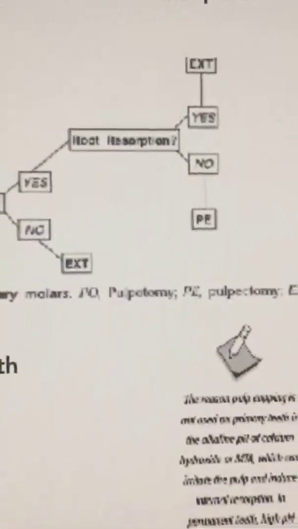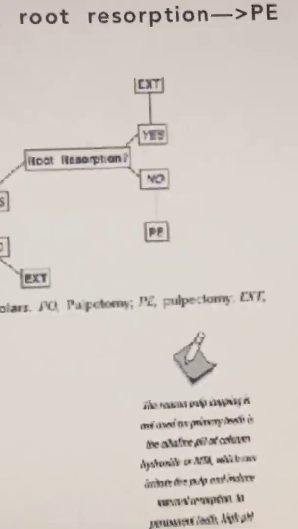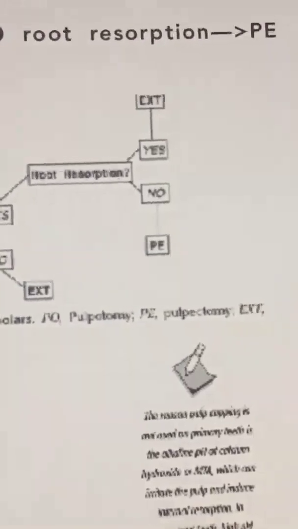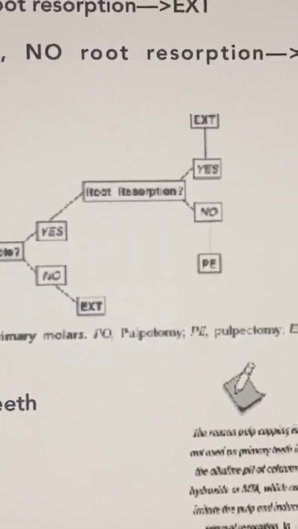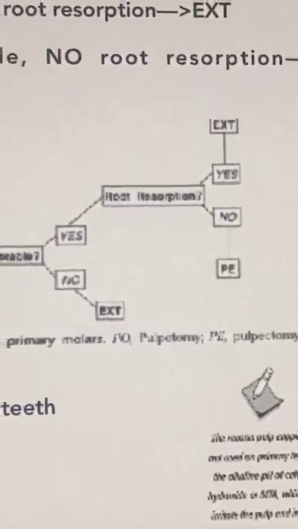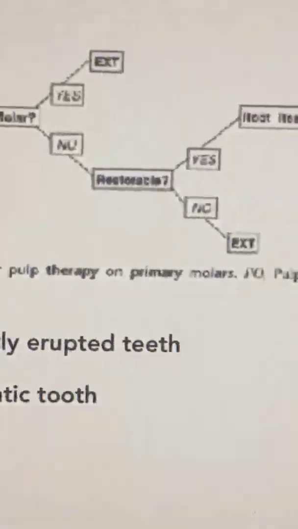Yes, if it's restorable, you have to consider if it has resorption. If it doesn't have resorption, you do pulpectomy, and if it has resorption, you do extraction. So if it's not restorable, then extract.